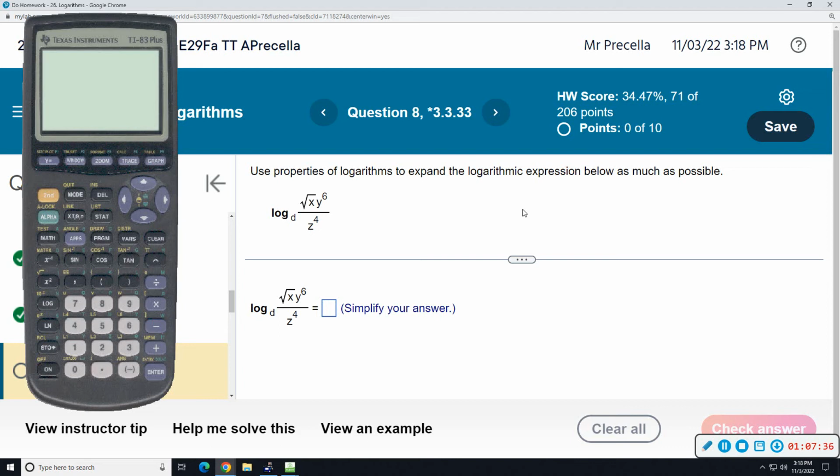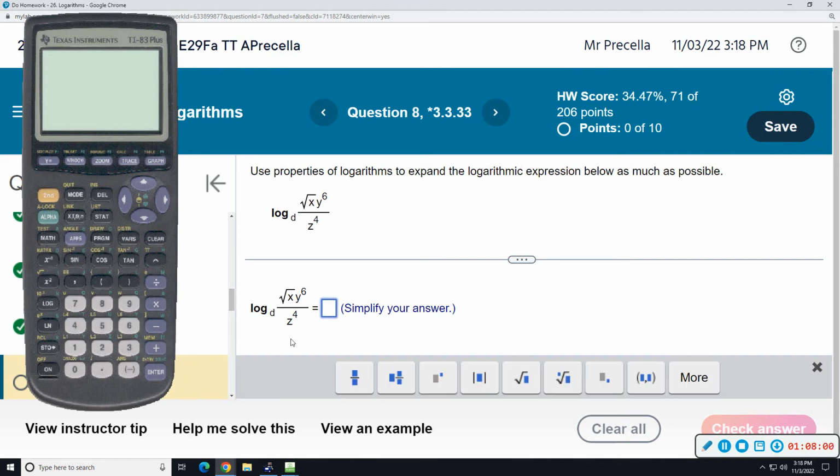Number 8. Oh, gosh. It's log base D, so you've got to be typing in that D. This is easy. I could just do it without writing it down. The one thing I'm going to write out on this one, I'm going to replace the square root with what? 1/2. So it equals 1/2 log base.